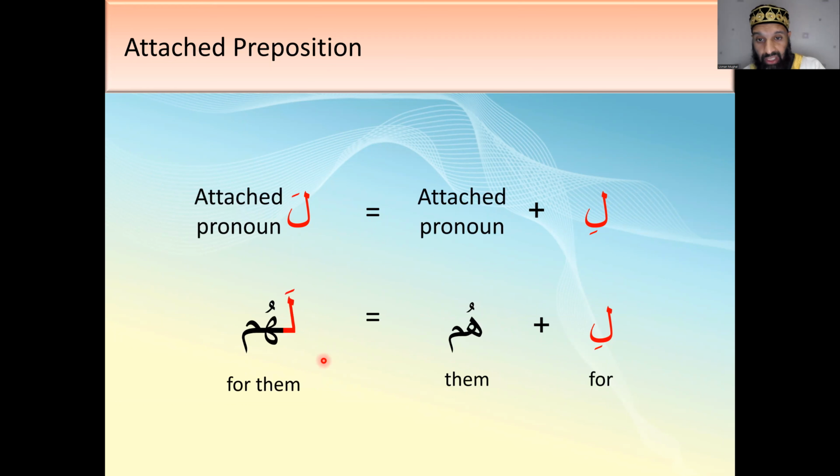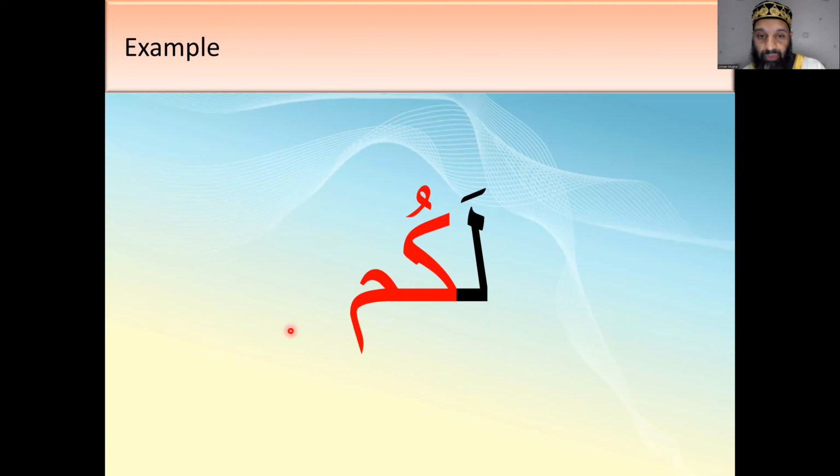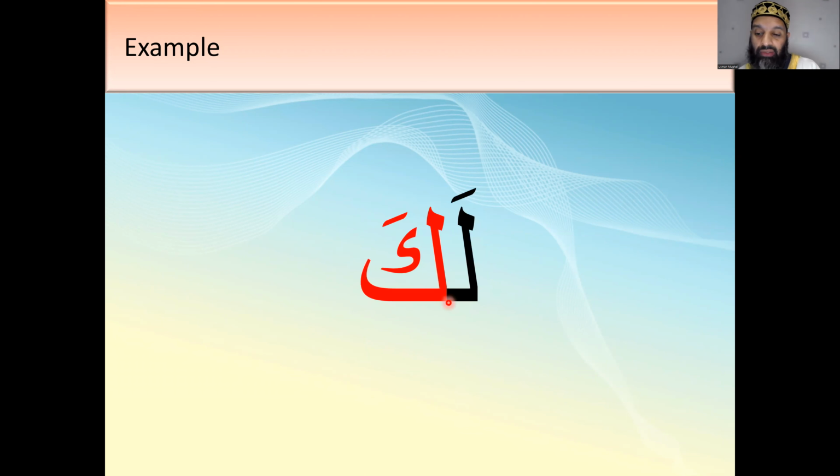Now, when you attach this lam to a pronoun, then a fatha comes instead of a kasra. So lahum means for them. Most pronouns, when you attach the lam of for in front of them, get a fatha, but it means the same thing. It means for. The reason I told you that is so you can translate these words. Lakum, for you all. Lakum dinukum waliyadin. Lakum, for you all. Laka, for you.